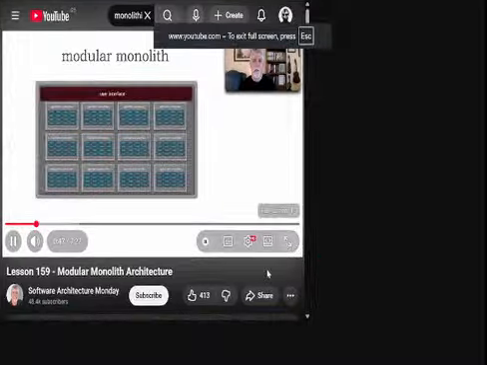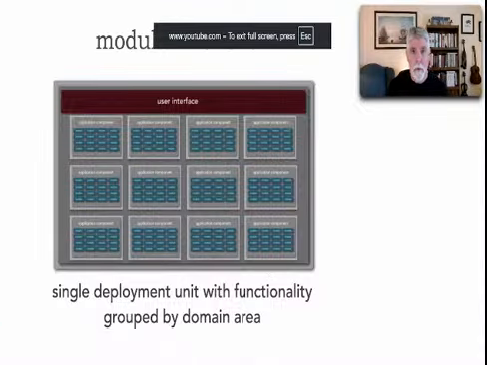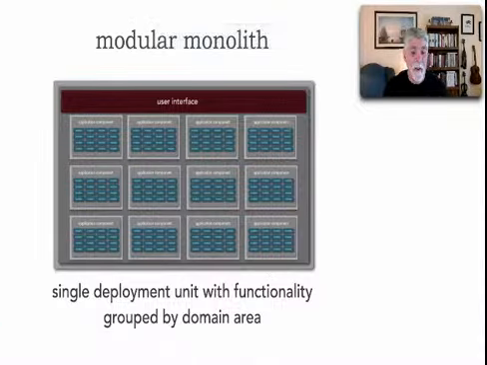So the modular monolith can be best described as a single deployment unit, which means all of the code is deployed as a single unit of software, but with functionality grouped by domain area. And as you remember from the prior lesson with the layered architecture, that was functionality grouped by technical categories. Here we're flipping it 90 degrees and actually grouping things by domain area.